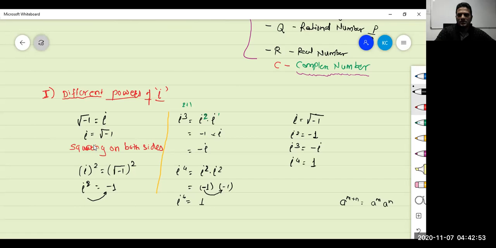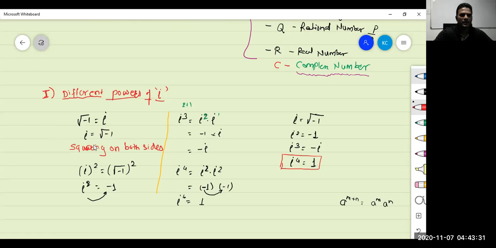So this is the important point for the different powers of i, and for remembering we will use this form: i raised to 4 equal to 1. We will always utilize this to convert. All these forms indicate: root of minus 1 is i, i square is minus 1, i raised to 3 is minus i, i raised to 4 is 1. So this is for the different powers of i.